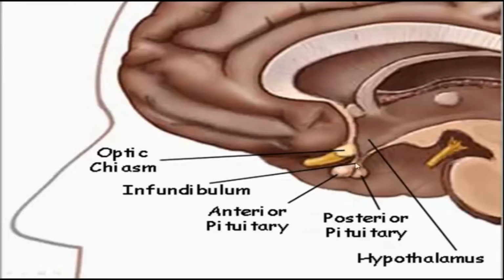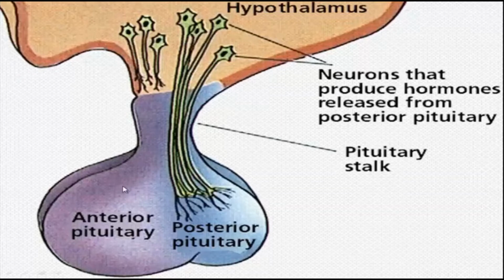Why is it known as the master gland? Because it regulates and controls other endocrine glands. Now see this diagram: 2 lobes, anterior pituitary and posterior pituitary. The anterior lobe is adenohypophysis and the posterior lobe is neurohypophysis.